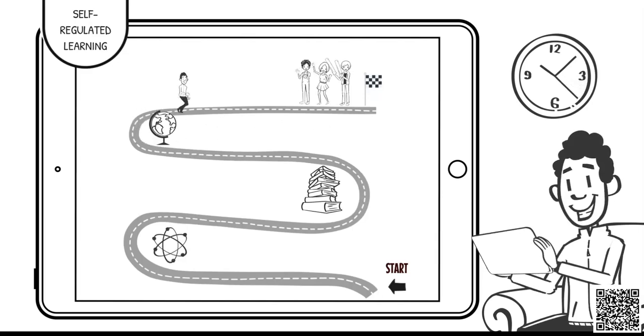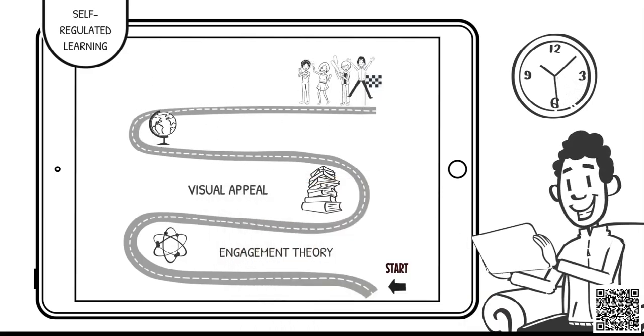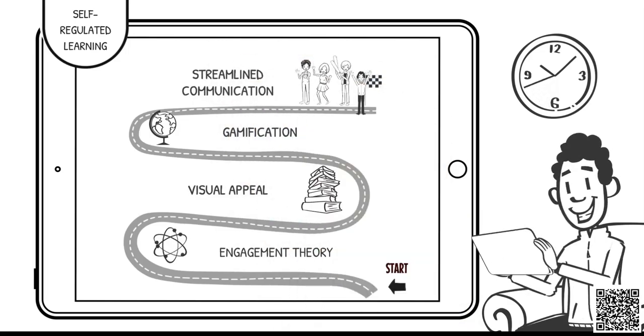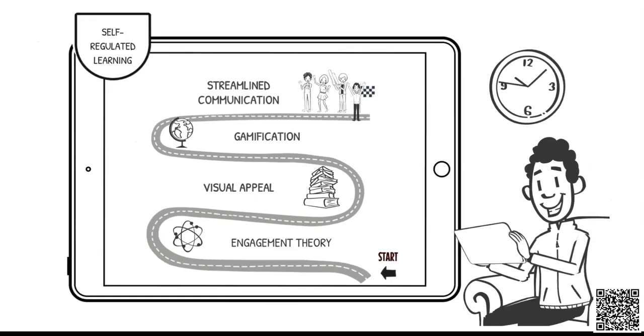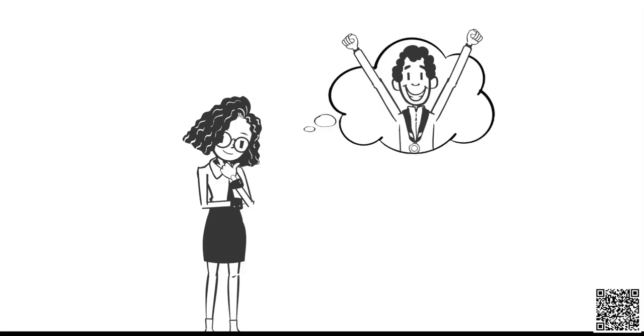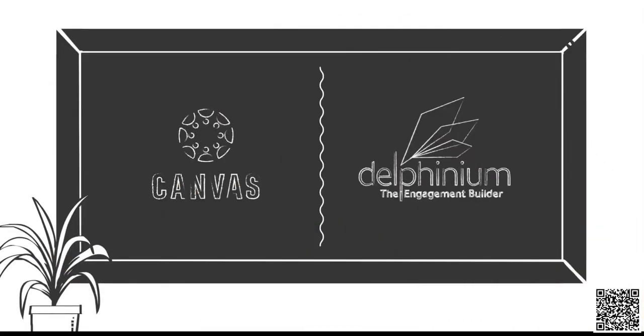Exactly. So engagement theory, the visual appeal, the gamification, the streamlined communication, all sounds great, but do they have the results to back it up? Does it really move the needle on student success? That's where the data gets interesting. They compared courses with Delphinium to those without. The numbers are pretty convincing.